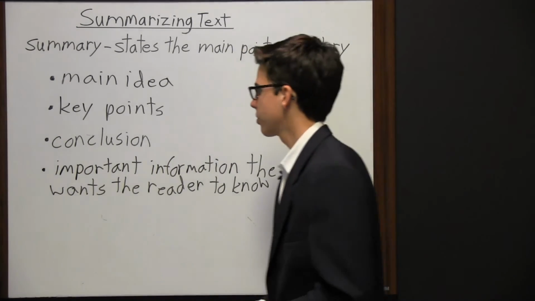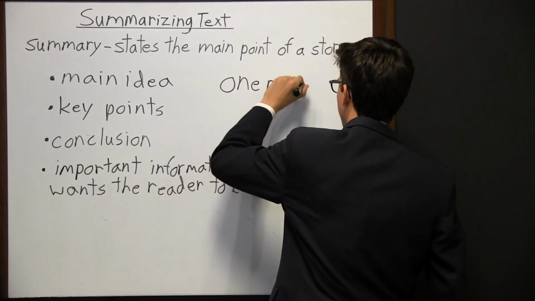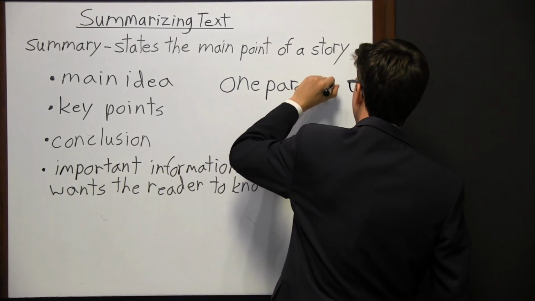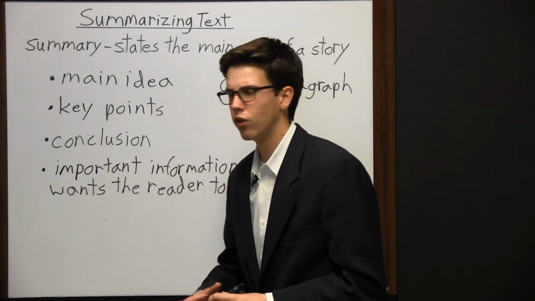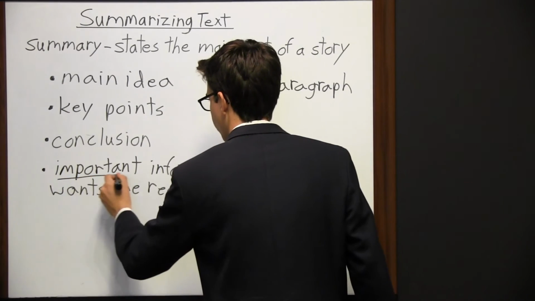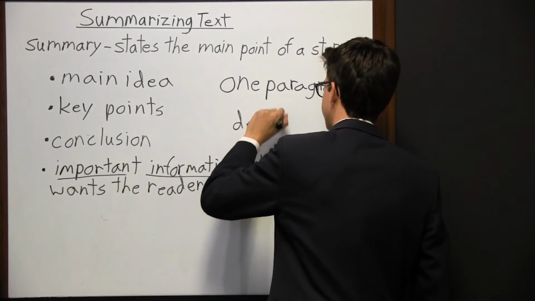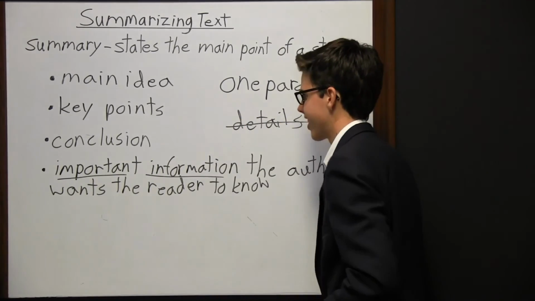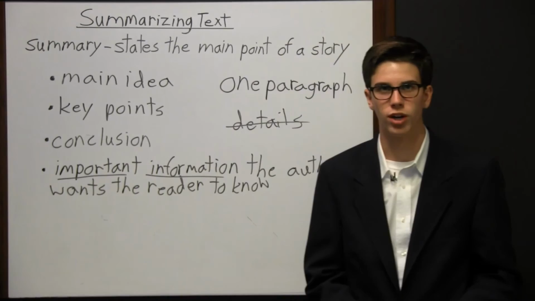And so a summary is typically one paragraph in length. So it's not very long because it does not need to be long because you're not focusing on details, you're just focusing on the overall story. And so remember, again, you're looking for important information. And so we're not interested in details. Try not to even think about the details, just look for the main idea of the story.